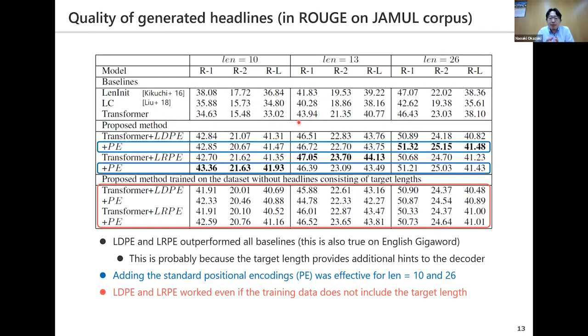And these are the results when the proposed method was trained on the dataset without headlines of the target length. As we can see, the proposed method worked well, even if the training data does not include the target length.